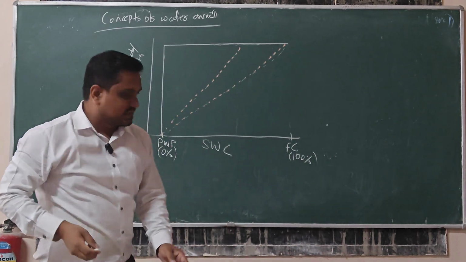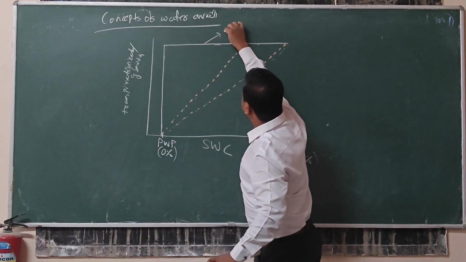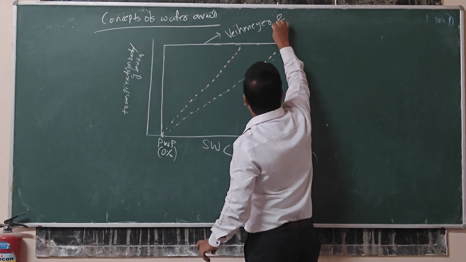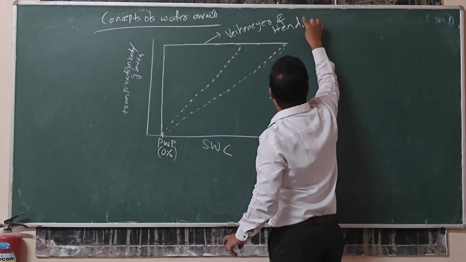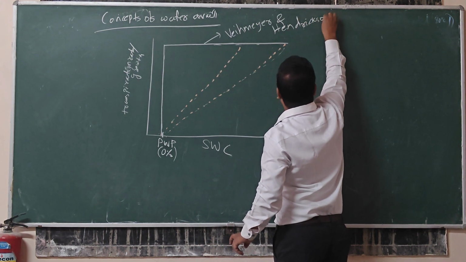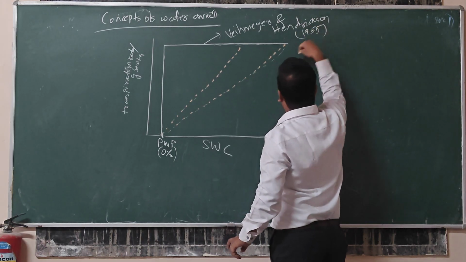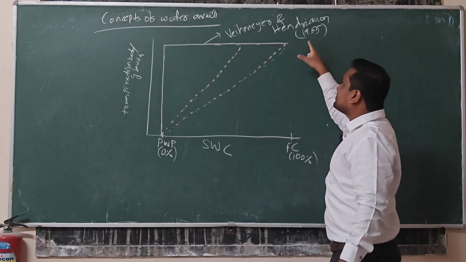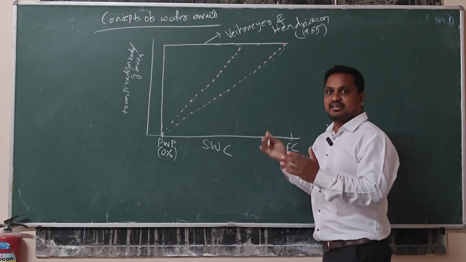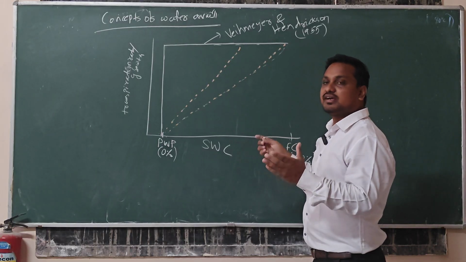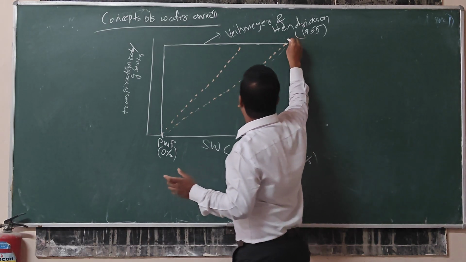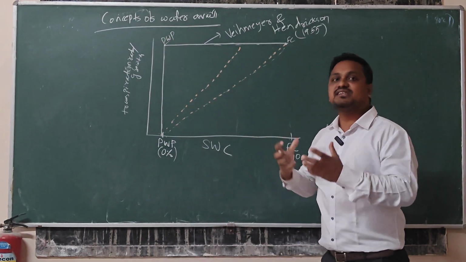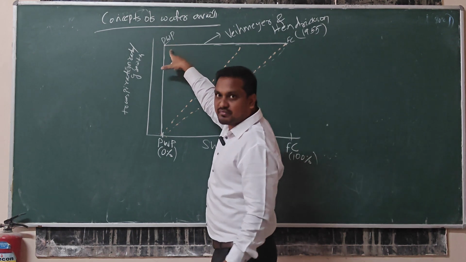Okay, so the first scientists, I can say, were Veihmeyer and Hendrickson, in 1955. Earlier there were different schools of thought. They gave their hypothesis. Veihmeyer and Hendrickson thought that the available water content in soil is the same between field capacity and permanent wilting point. The water availability is actually the same between field capacity and permanent wilting point.